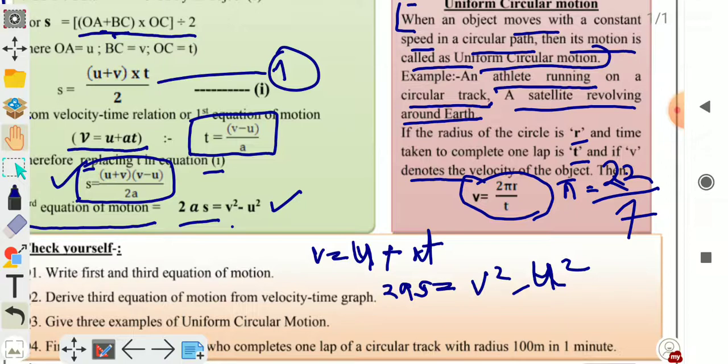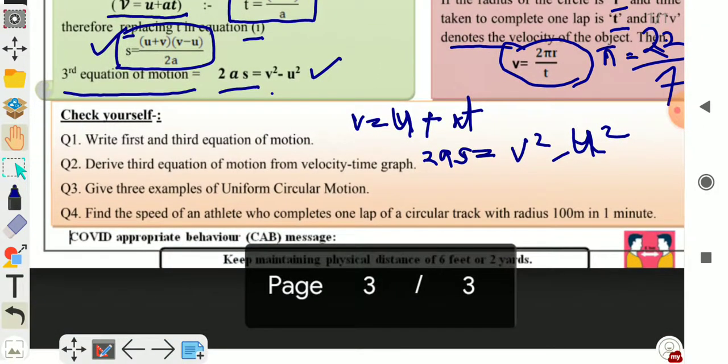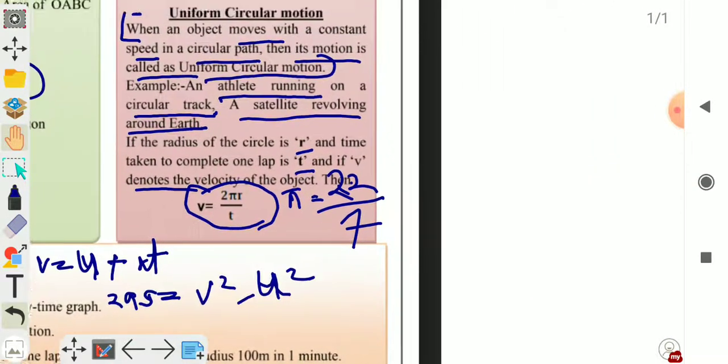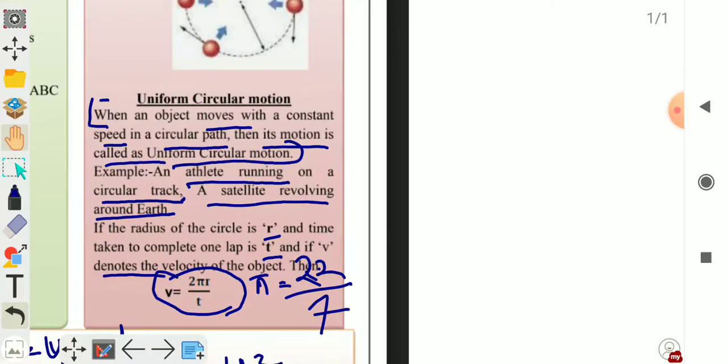Your next question is, find the speed of an athlete who completes one lap of the circular track with radius 100 meter in 1 minute. So you have to find the speed. How will you find the speed or velocity of the athlete? By writing this formula, we can find out the velocity or speed of the athlete.